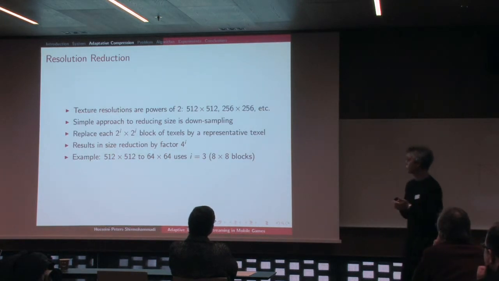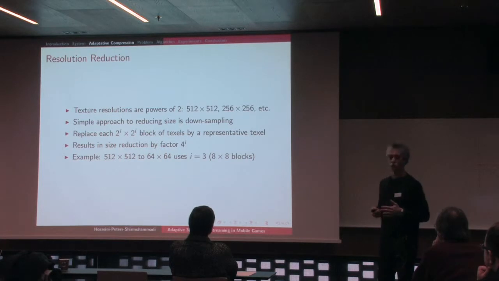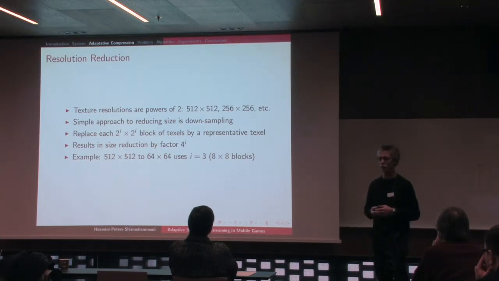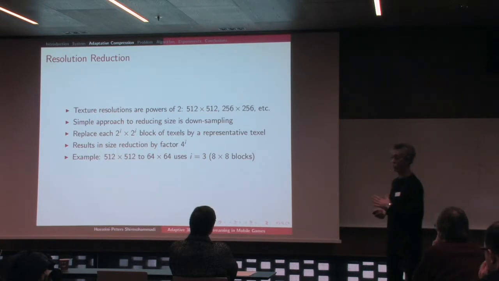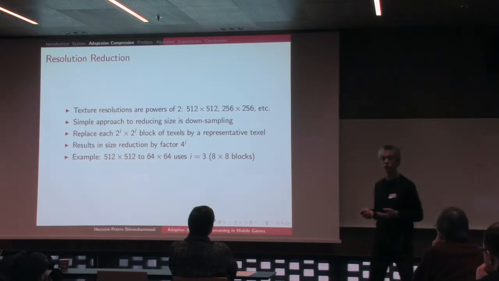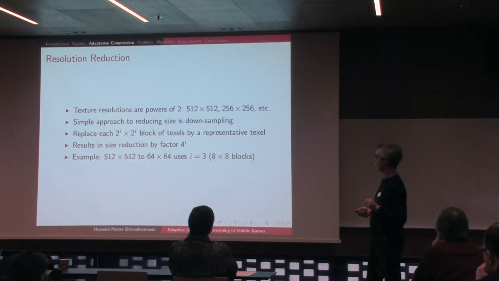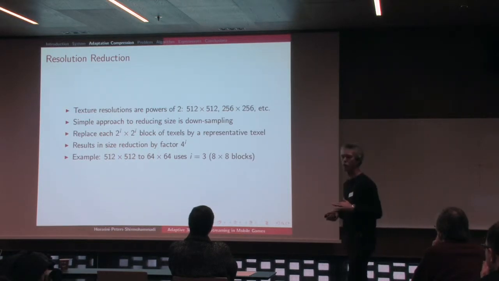Okay, so reducing the resolution of textures, we're assuming the resolutions are powers of two. And we used a very simple approach here. Our keynote speaker talked about different compression methods, and I think that our techniques apply to different compression methods as well. That wasn't really what we were looking at. We were looking at power, so we used something really simple, which is just a downsampling approach. We replaced each block of texels by a representative texel, which could be a single one or an average or just an approximation. And depending on how much we reduced it, we get a reduction. It's a power of four reduction.